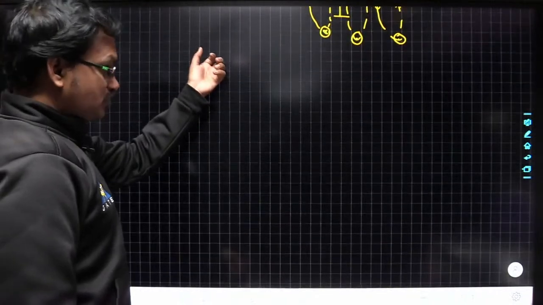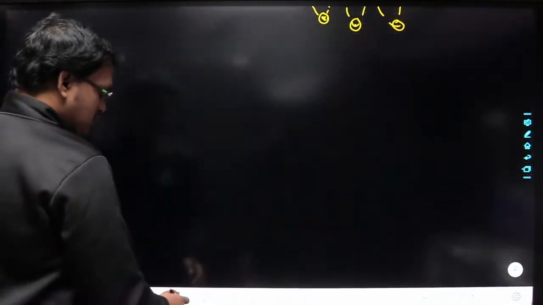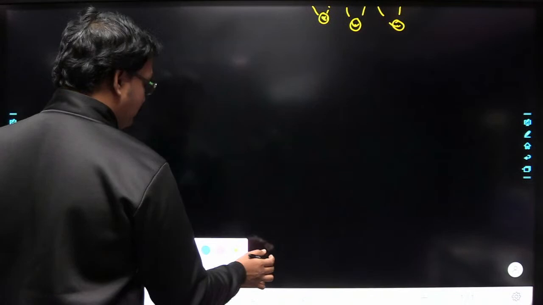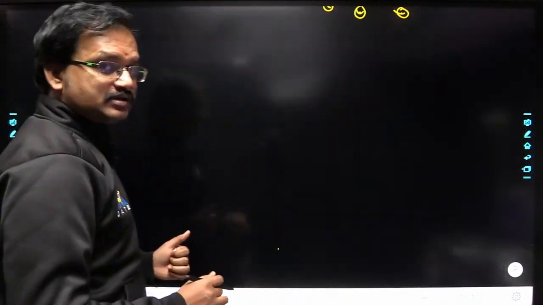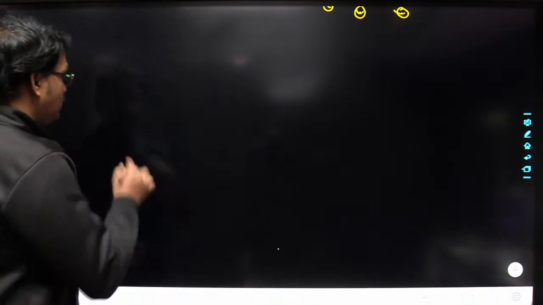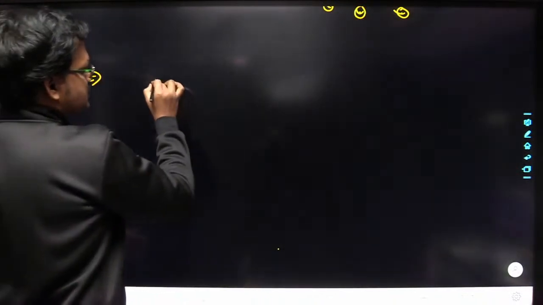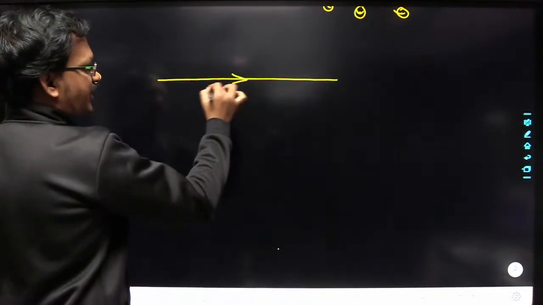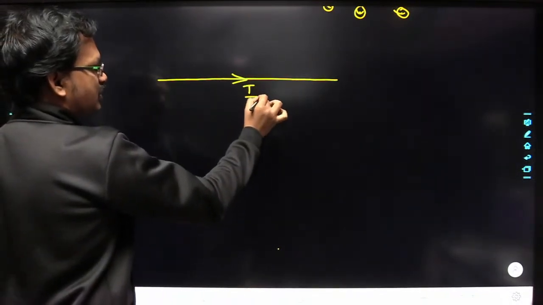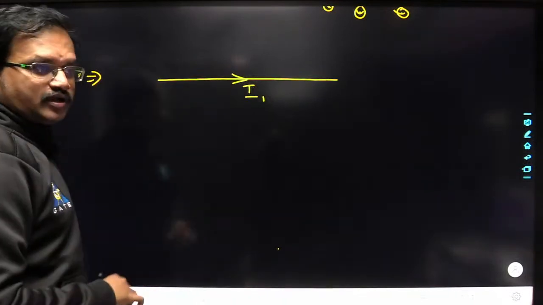So now we will determine whenever we are having two current carrying wires carrying the current in the same direction, whether they are going to attract each other or repel each other, or they are not going to exert any forces on one another. That's what we want to determine here. Let us consider a current carrying wire carrying the current I1 in this direction.